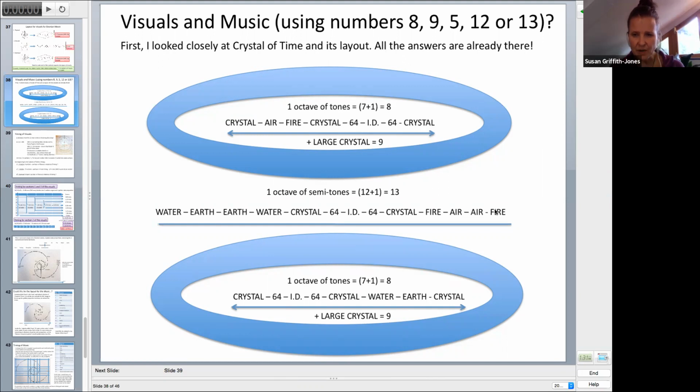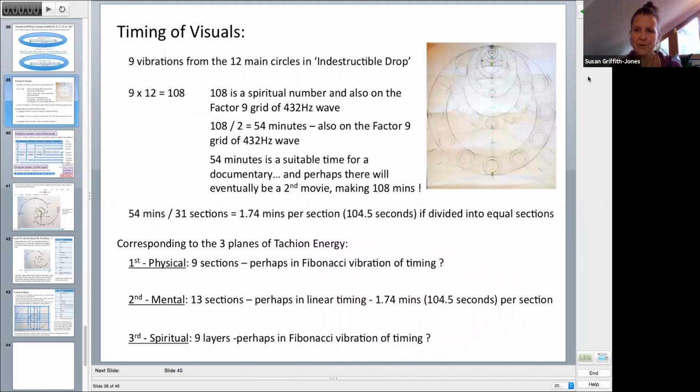And again, I've described these in words. So now these are the symbols of the previous page described in words. And again, the third part, 1 octave of tones is 8, and then with the larger crystal makes 9. So now how was I going to do the timing of the visuals?